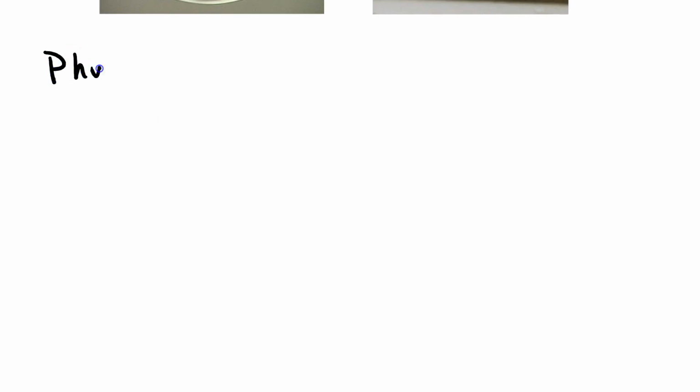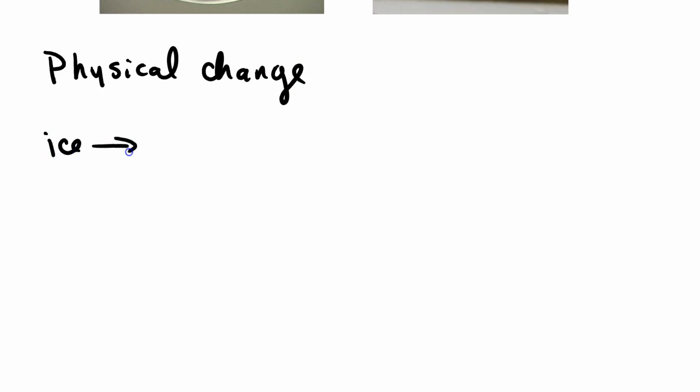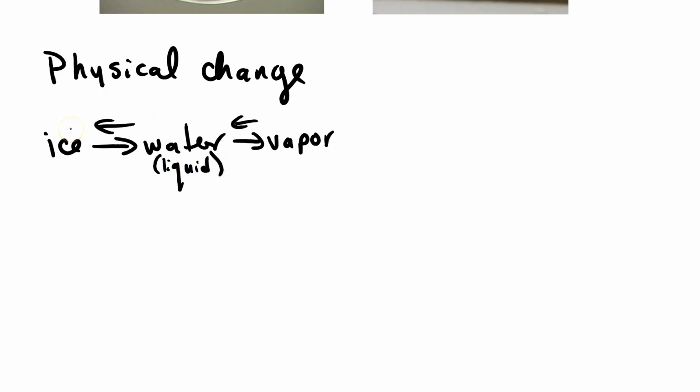So just so that we have a little bit of a takeaway here, a physical change could be ice to water to vapor and back again. Vapor can condense to water, liquid, which can solidify to ice. A chemical change using water is electrolysis.